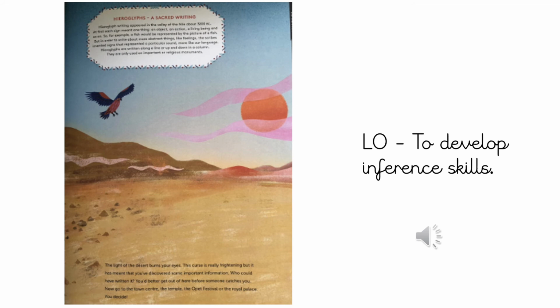The light of the desert burns your eyes. The curse is really frightening, but it meant that you've discovered some important information. You could have written it. You'd better get out of here before someone catches you. Now go to the town centre, the temple, the upper festival, or the royal palace. You decide.